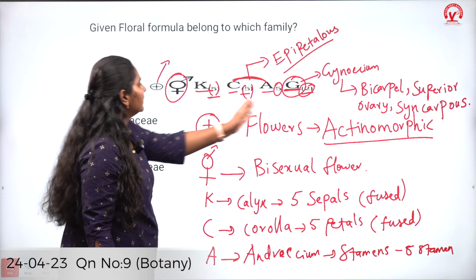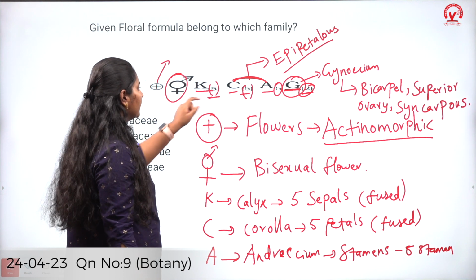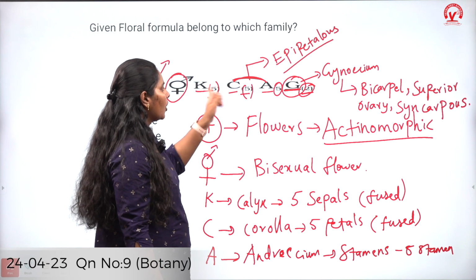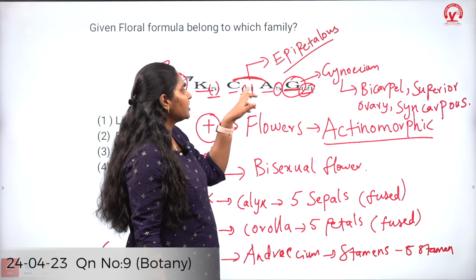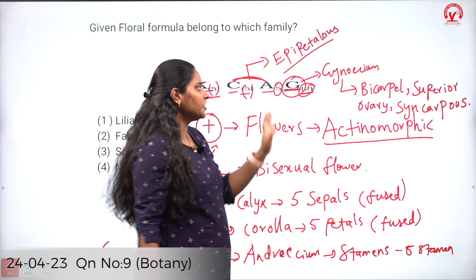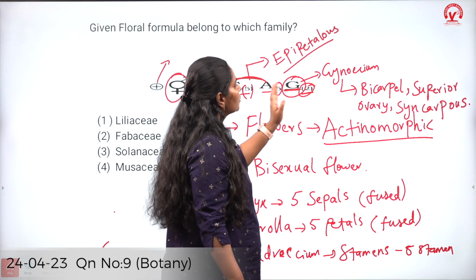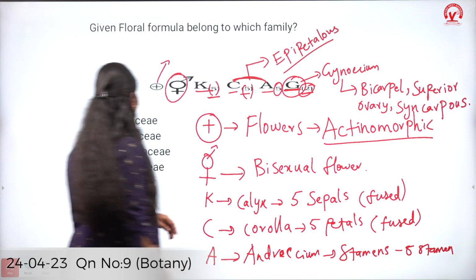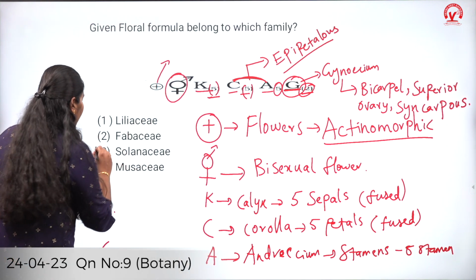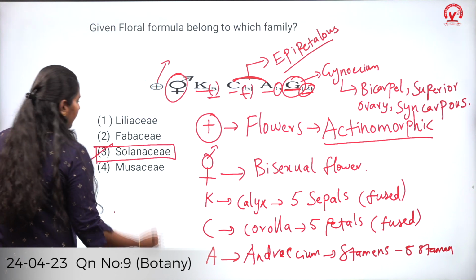So by decoding this formula, the flower is actinomorphic and bisexual, and they possess 5 fused sepals and 5 fused petals, and they have an androecium of 5 stamens which are epipetalous in nature, and the gynoecium is bicarpellary, syncarpous, and also has a superior ovary. So from the options, the matching family is Solanaceae. So the correct answer is Solanaceae.